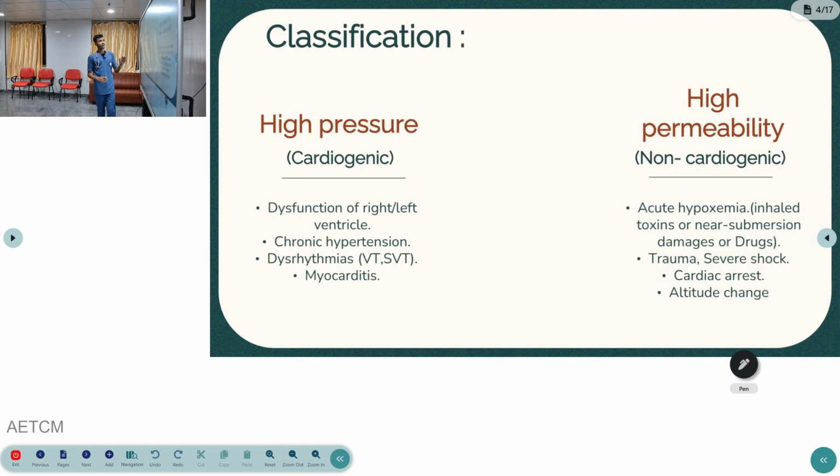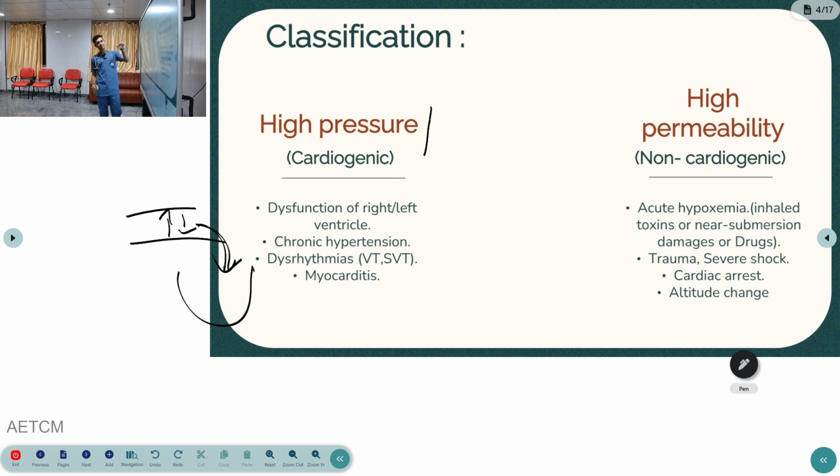And then what is the classification we have? Mainly we are dividing into two categories. First one is cardiogenic, and the other non-cardiogenic. Cardiogenic is otherwise known as high pressure. Because of the high pressure inside the vessel, that will shift out the fluid to the surrounding area, that will shift out the fluid into the alveoli.